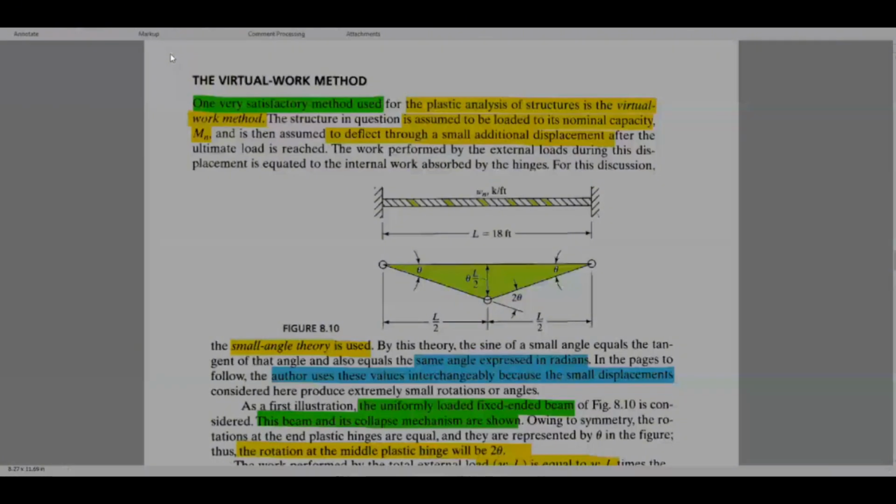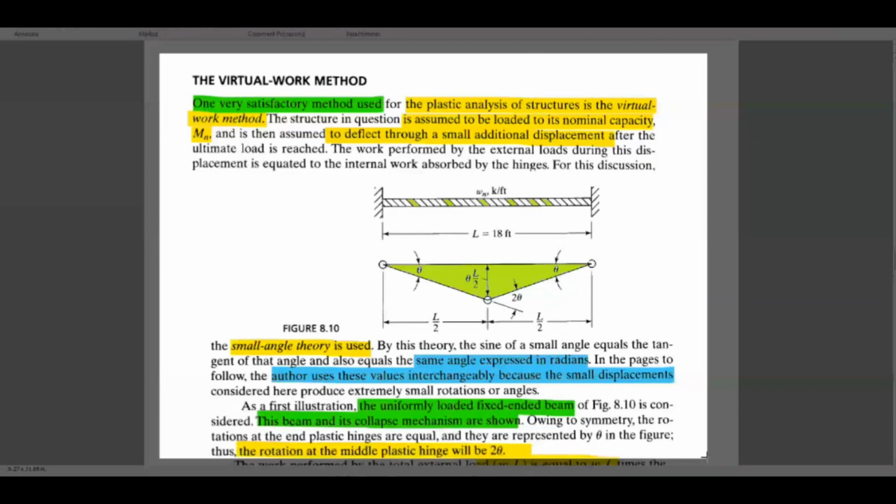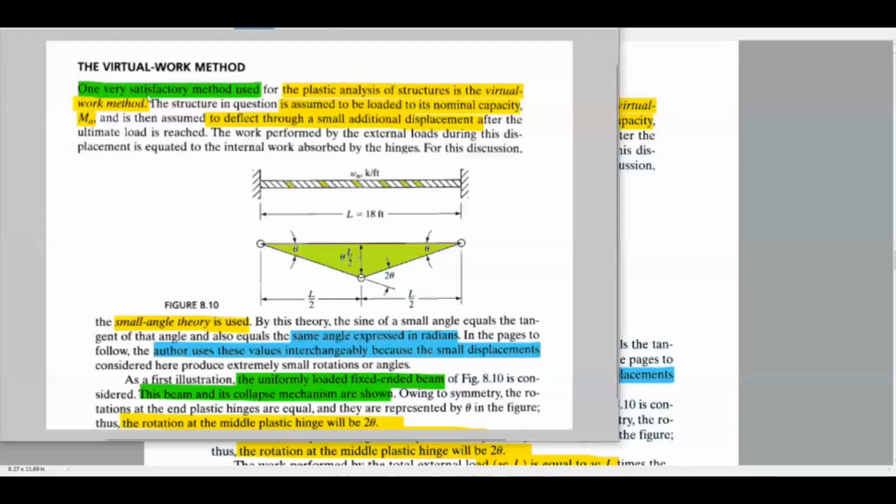Here we can see the virtual work method. One very satisfactory method used for plastic analysis of structures is the virtual work method. The structure in question is assumed to be loaded to its nominal capacity Mn and is then assumed to deflect through a small additional displacement after the ultimate load is reached.